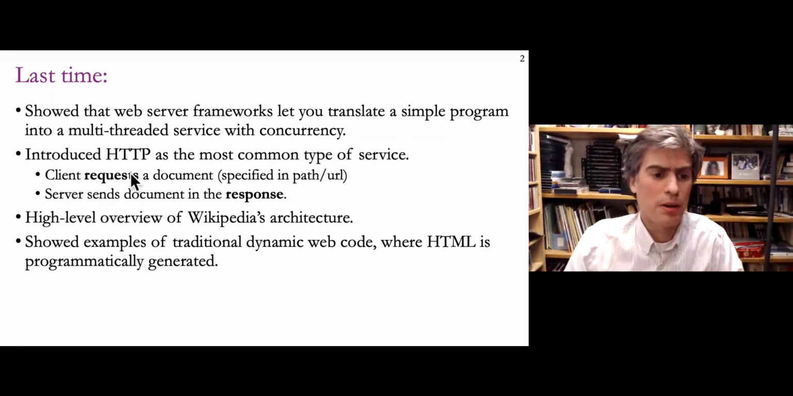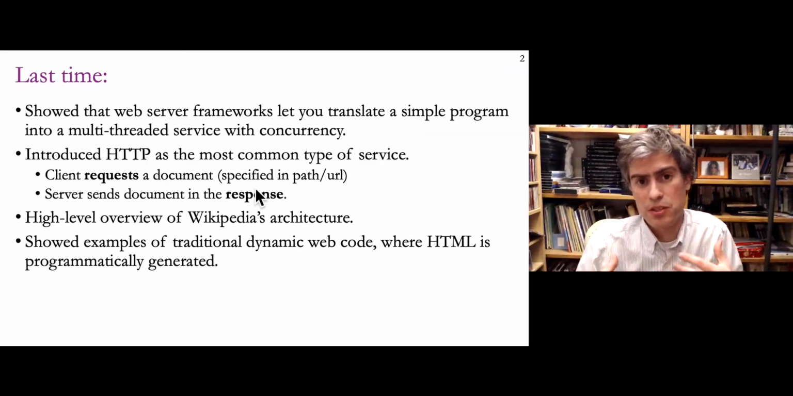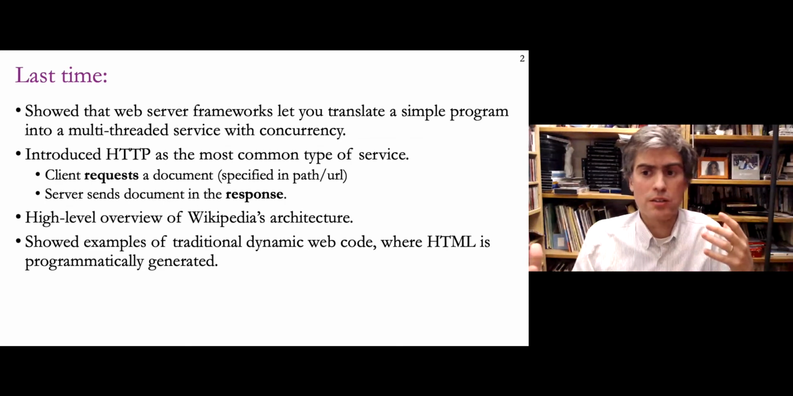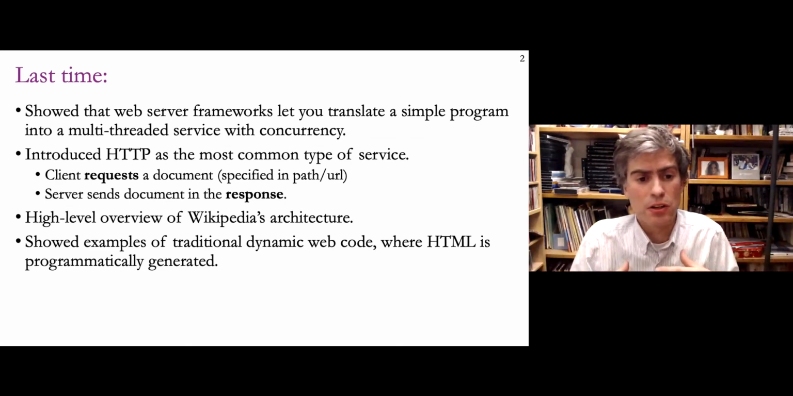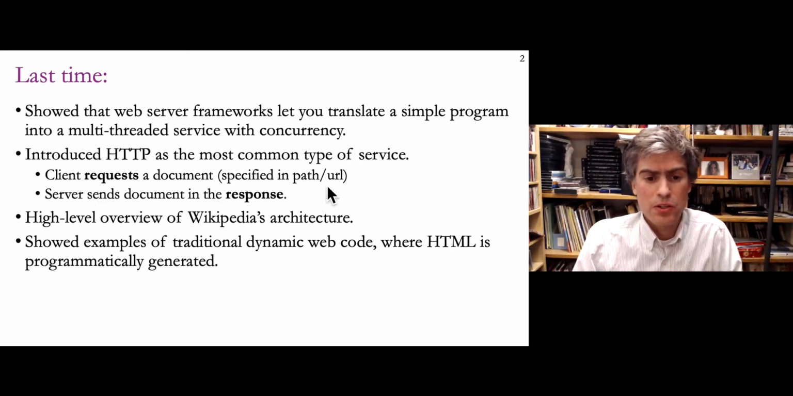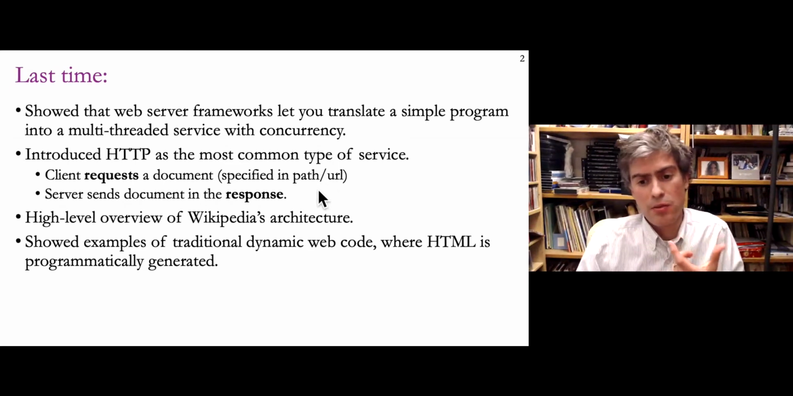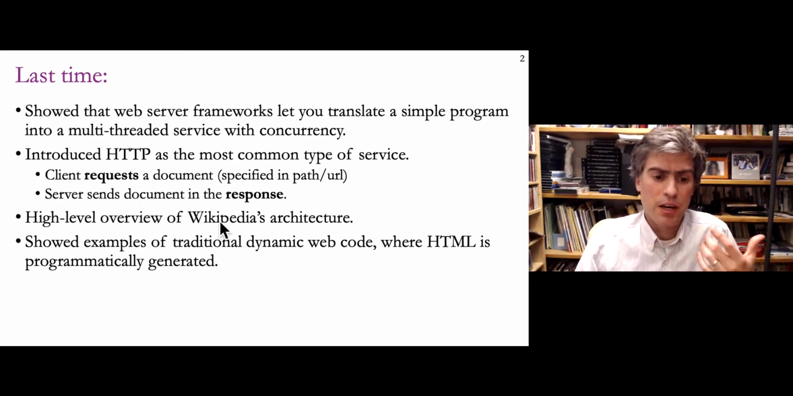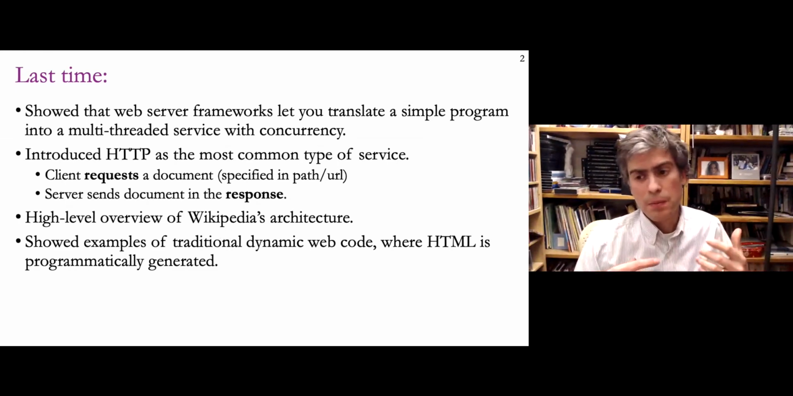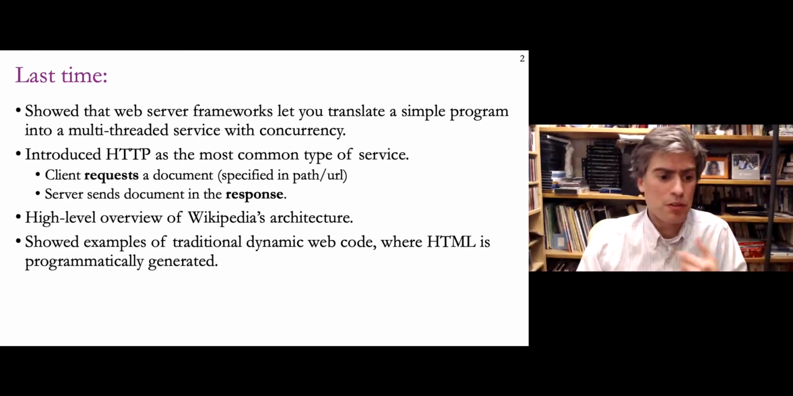We talked about HTTP, the Hypertext Transport Protocol, as the most common type of service that's used for web pages, but also for all kinds of machine-to-machine interactions, as well as on the web for websites. With HTTP, a client requests a document, which is specified with a path or a URL, and the server sends back some kind of document in response. So it's like a client-server protocol for fetching documents, and we'll use it for all kinds of things.